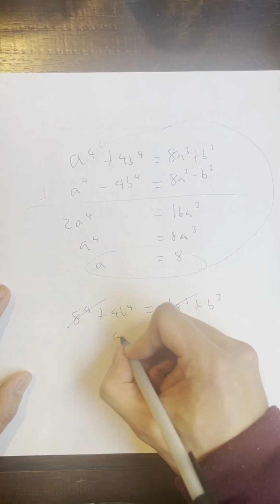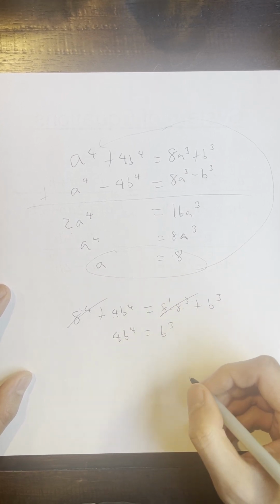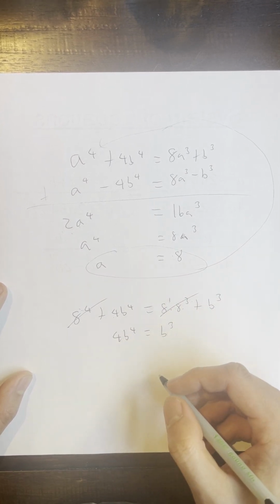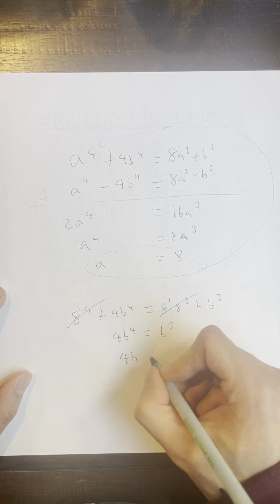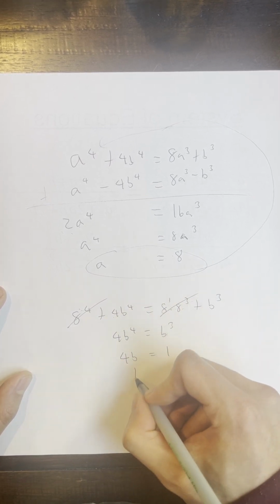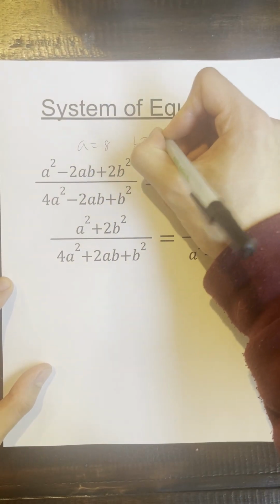So we got 4b to the power of 4 is equal to b cubed. And how do we get b by itself? Well, let's divide both sides of the equation by b cubed. So we're left with 4b is equal to 1. So b is equal to 1 over 4. So a is 8 and b is equal to 1/4.